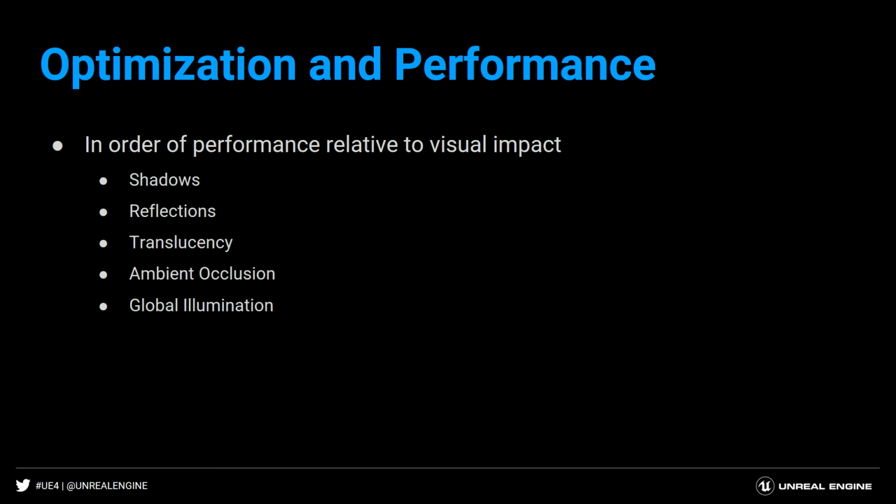In order of performance relative to visual impact, the soft shadows are by far the best option. So what we're going to see first in games is a lot of ray trace soft shadows. You can have 7, 8 lights, which is what I tried in my environment, all soft shadowed, and performance would still hold up perfectly okay. So they're very performant.